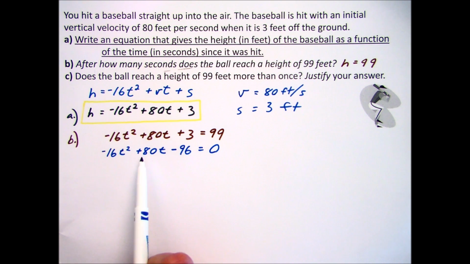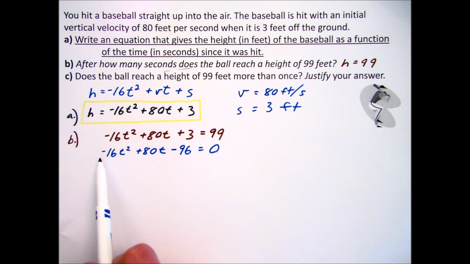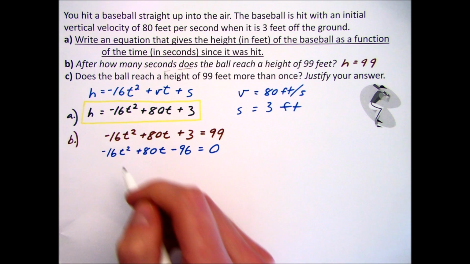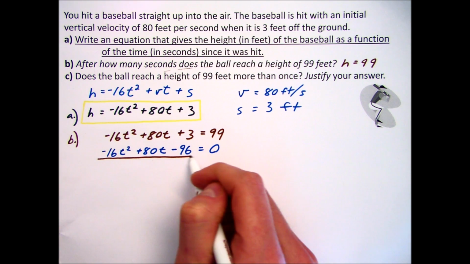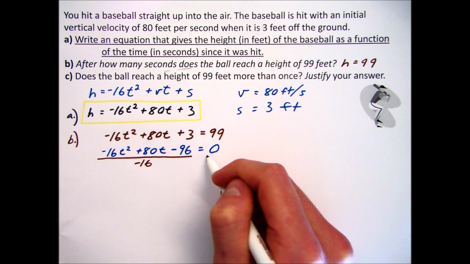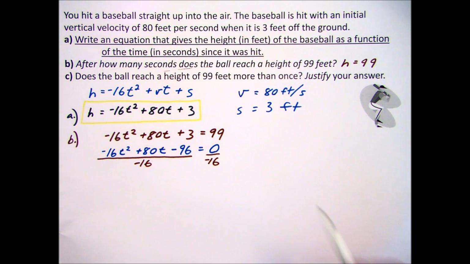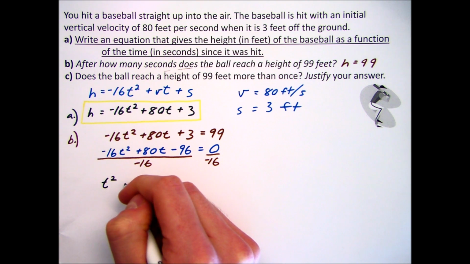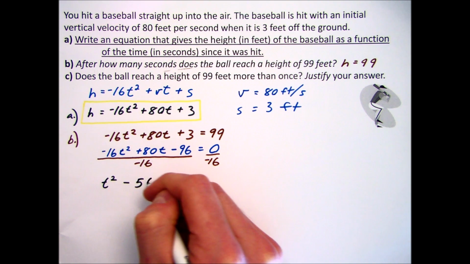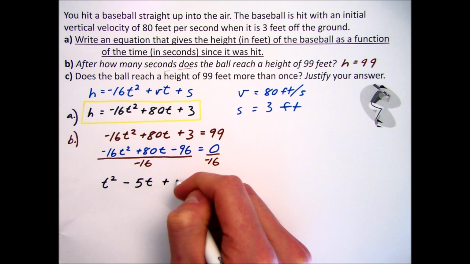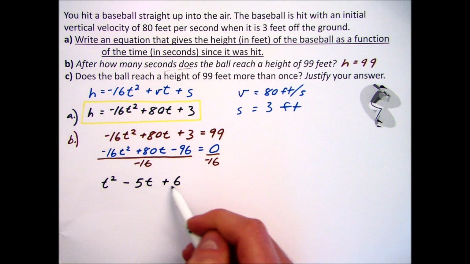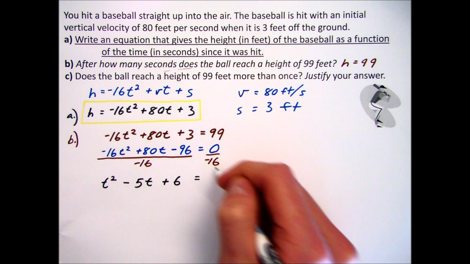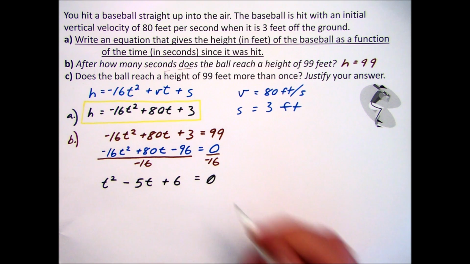Each of these is a multiple of 16, and usually it's difficult to work with a negative as your first term. Let's just divide everything by negative 16. And you can do this because we're doing it to both of the sides. We end up with t squared minus 5t plus 6. Negative divided by negative is positive. And then 0 divided by negative 16 is just 0.